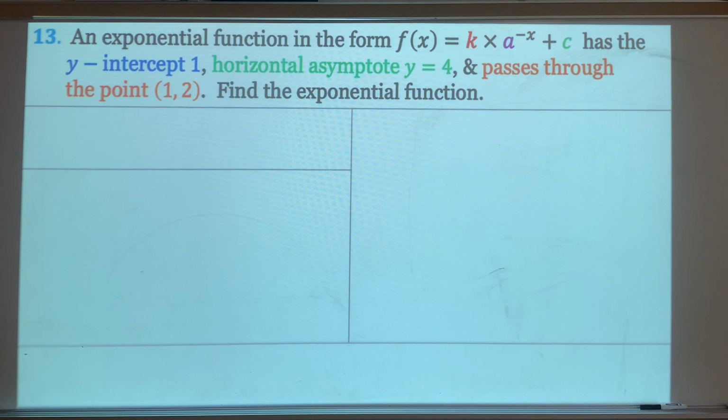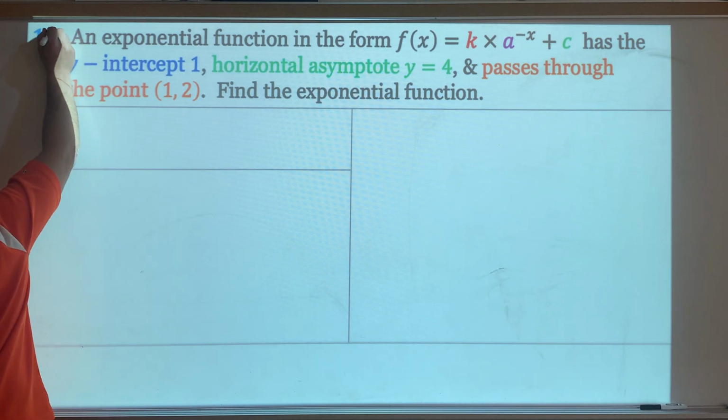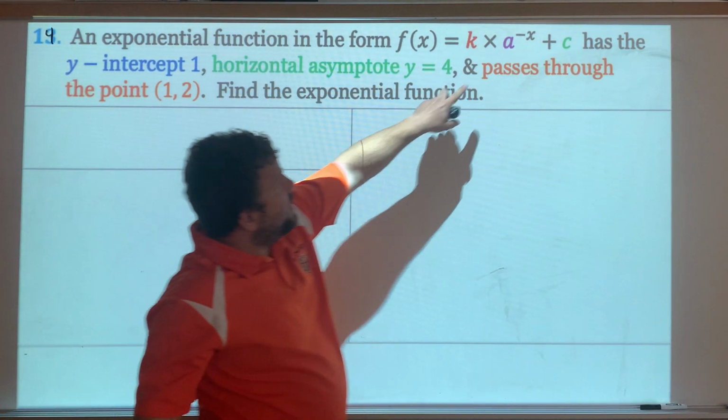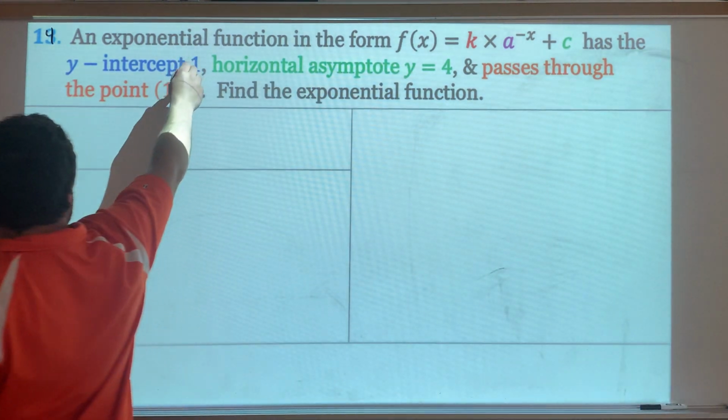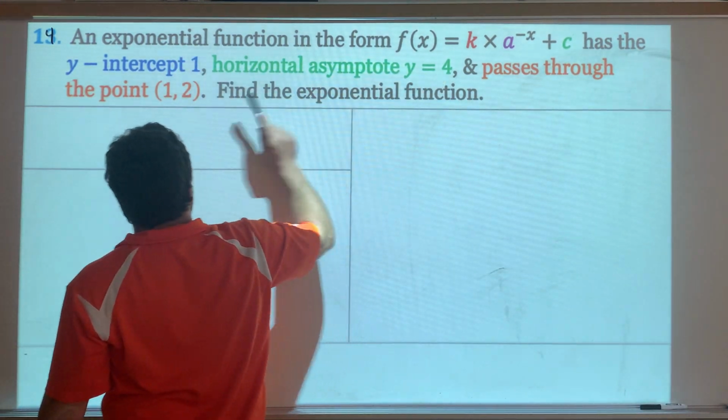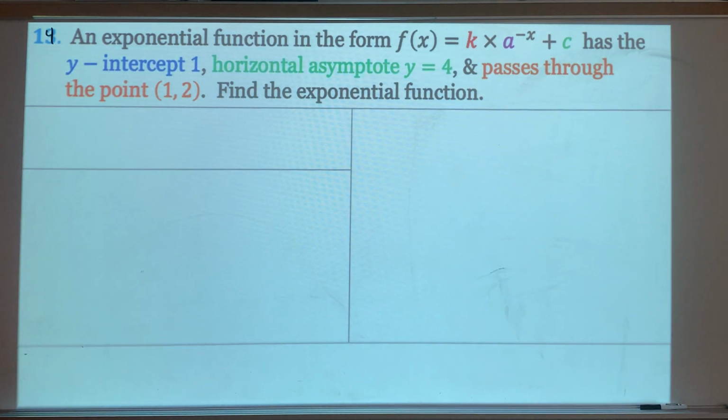First one was A, this is B. So now we've got 13, an exponential function. Oh, this is actually 14. It says 13, it should be 14. In the form y equals k times a to the negative x plus c. Y-intercept is 1, horizontal asymptote is y equals 4, passes through (1, 2). Find the function. All right? This is actually 14.